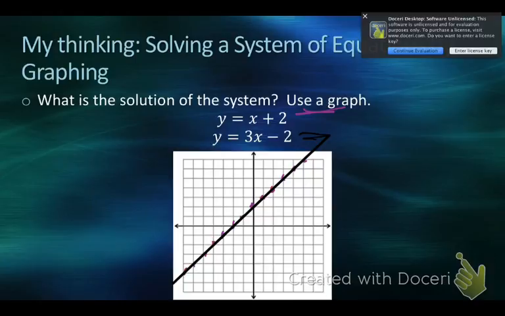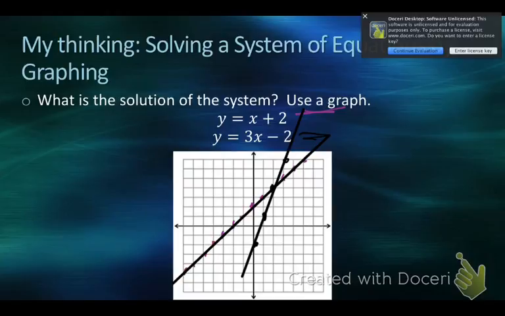So then the next one that we're going to do is 3x minus 2. So I'm going to start at negative 2. And I'm going to go up 3, over 1. Up 3, over 1. Up 3, over 1. And I'm going to draw a straight line through those. All right. So the important thing when you're doing this is you go all the way up and all the way down through your entire graph so that you can see exactly where your lines cross.